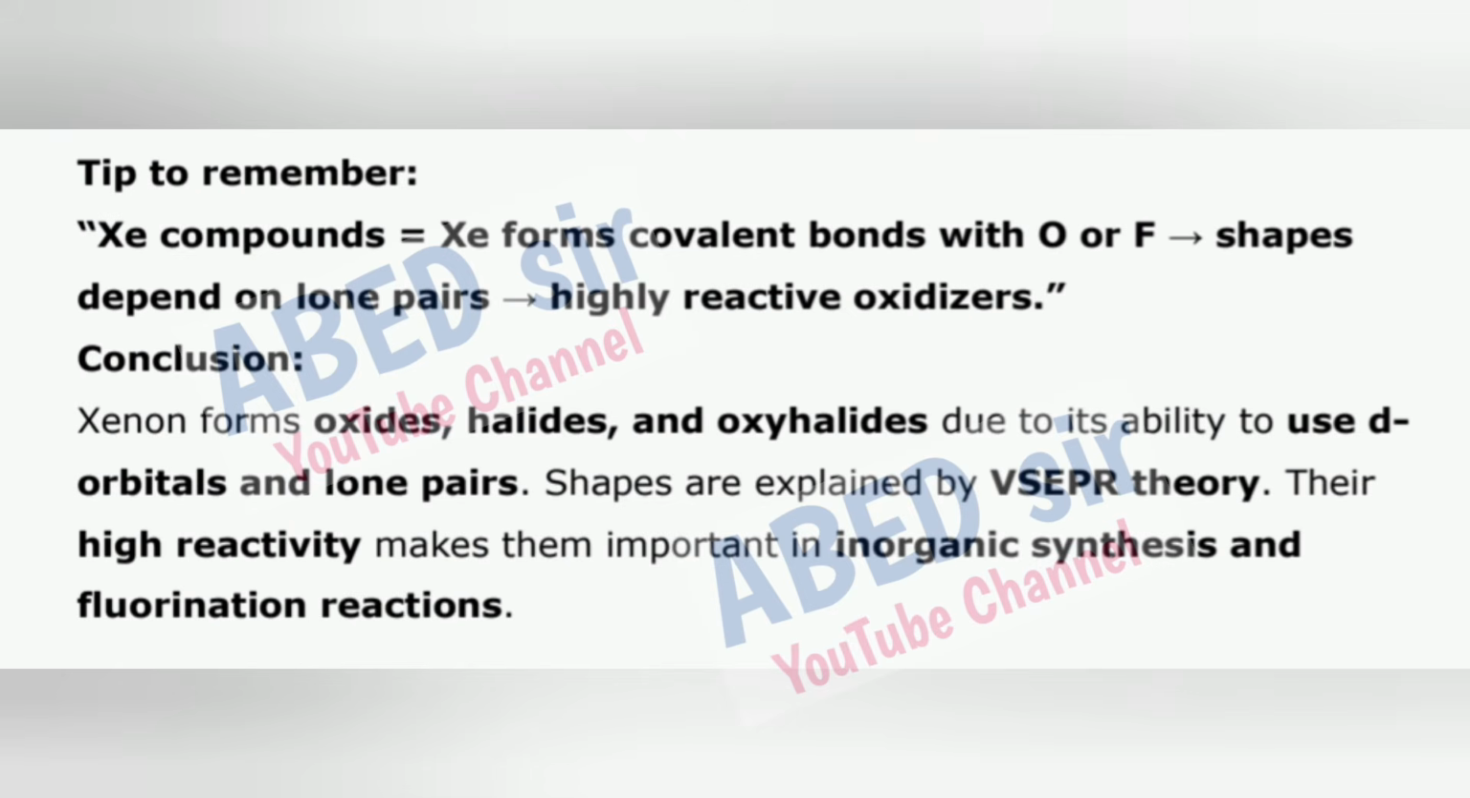Tip to remember: Xe compounds means Xe forms covalent bonds with O or F, shapes depend on lone pairs, and they are highly reactive oxidizers. Conclusion: xenon forms oxides, halides, and oxyhalides due to its ability to use d orbitals and lone pairs. Shapes are explained by VSEPR theory. Their high reactivity makes them important in inorganic synthesis and fluorination reactions.